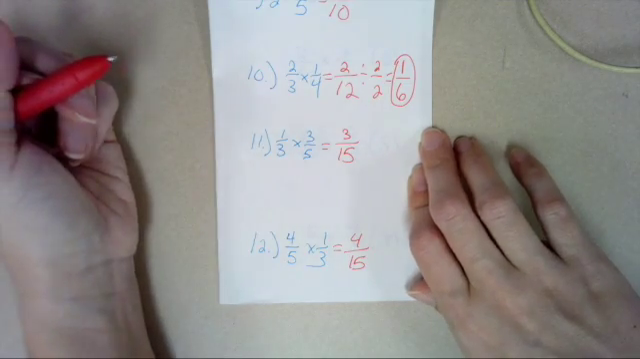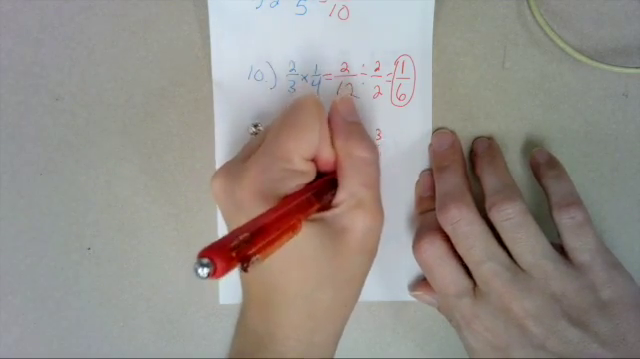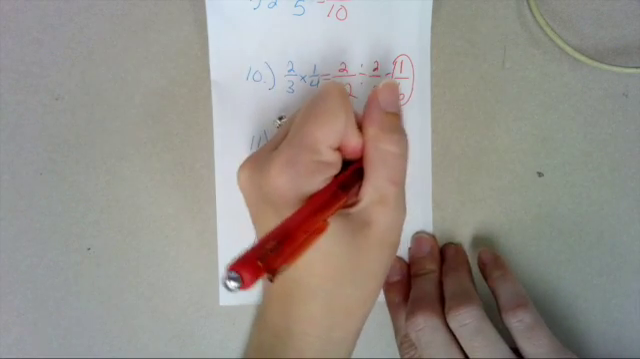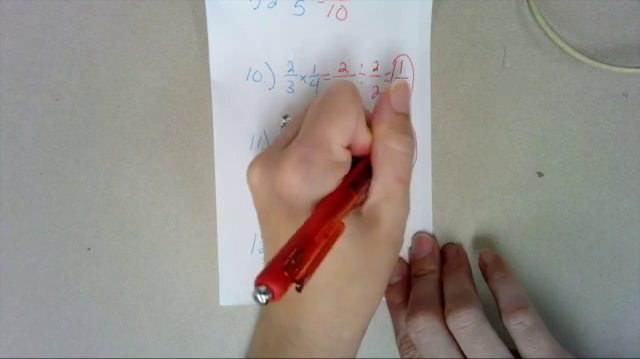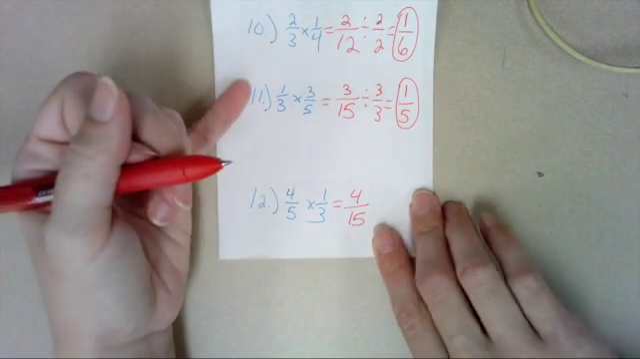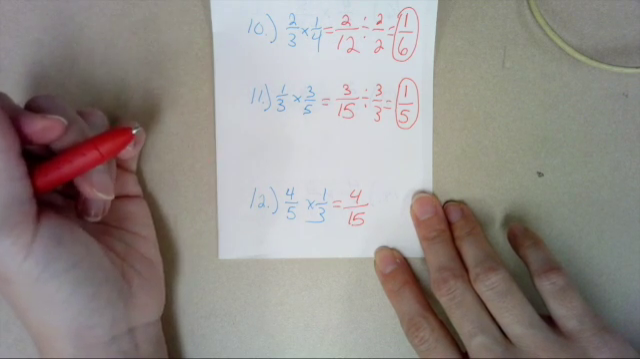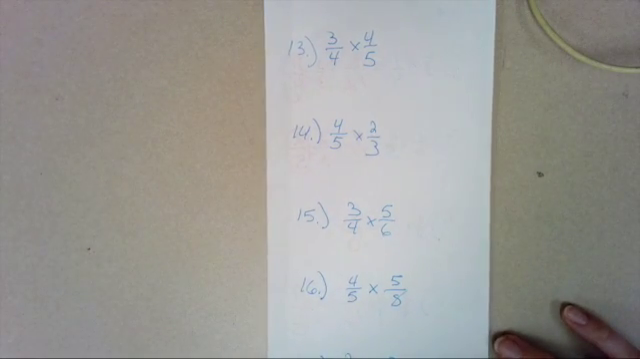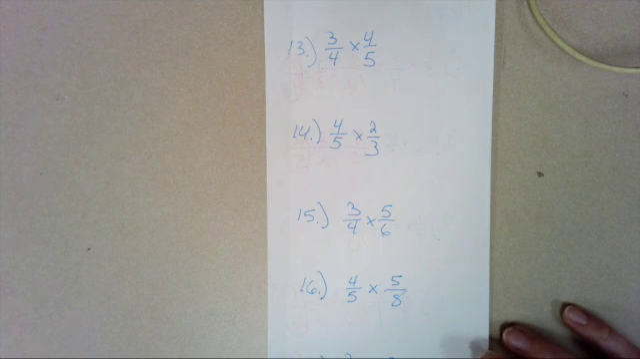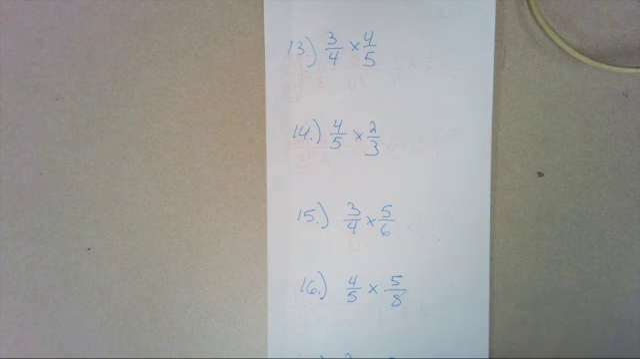3/15 can be simplified. You're going to divide them both by 3. 3 divided by 3 is 1, and 15 divided by 3 is 5. Number 12, 4/15 cannot be simplified. It is already in simplest form. Hopefully you got several of those correct. Now, as we continue, our numbers are going to get a little bit bigger. So chances are we're going to have to do some more simplifying. So I want you to write down 13 through 18, and then I want you to pause the video and think about, can you simplify them before you unpause the video to look at the answers.